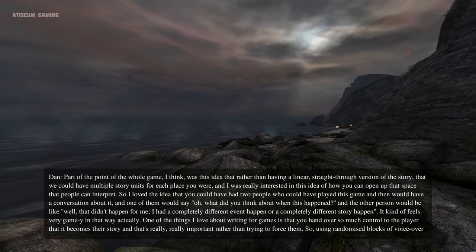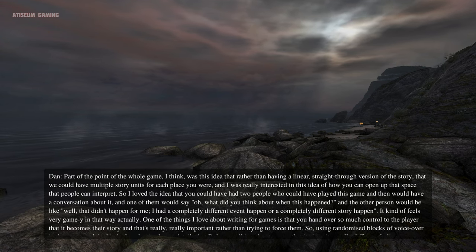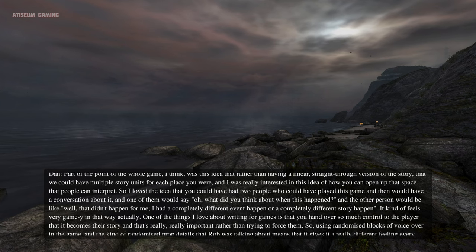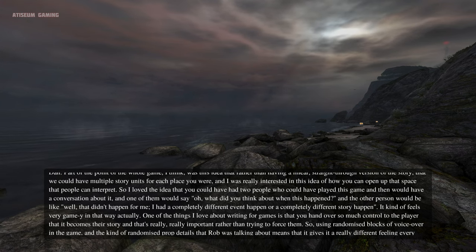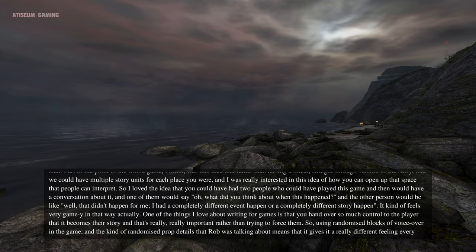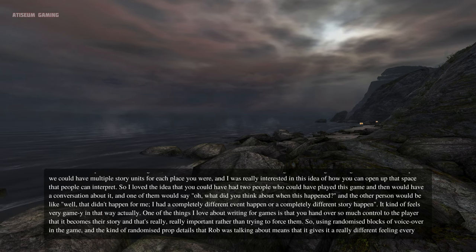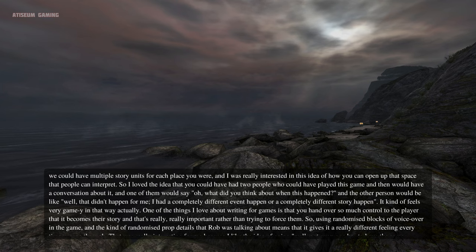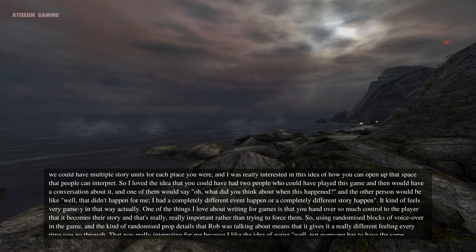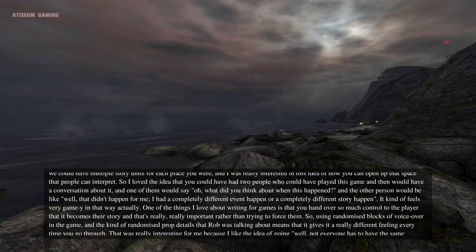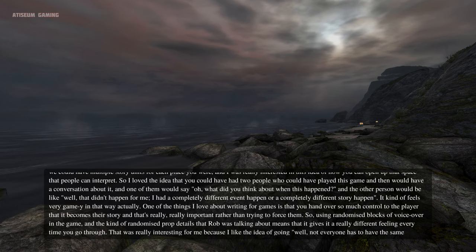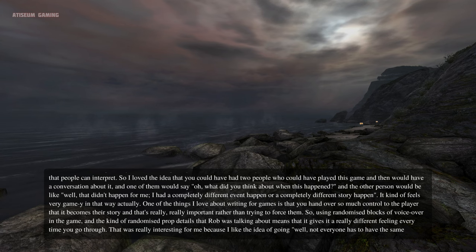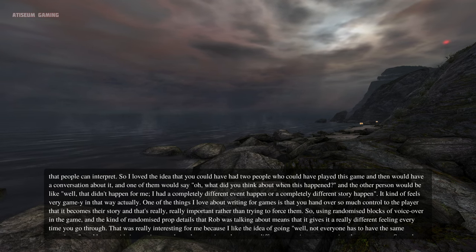Part of the point about the whole game, I think, was this idea that rather than having a linear, straight-through version of the story, we could have multiple story units for each place you were. And I was really interested in this idea of how you can open up that space that people can interpret. So I loved the idea that you could have two people that had played this game and then would have a conversation about it, and one of them would say, oh, what did you think about when this happened? And the other person would be like, well, that didn't happen for me. I had a completely different event happen or a completely different story happen.